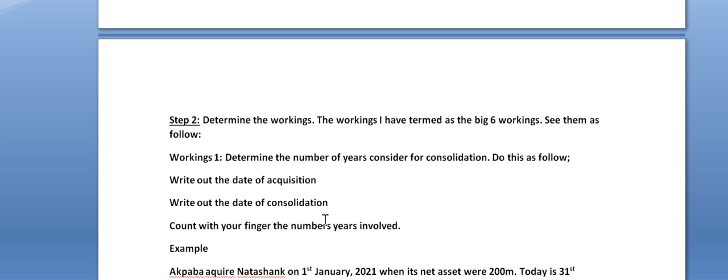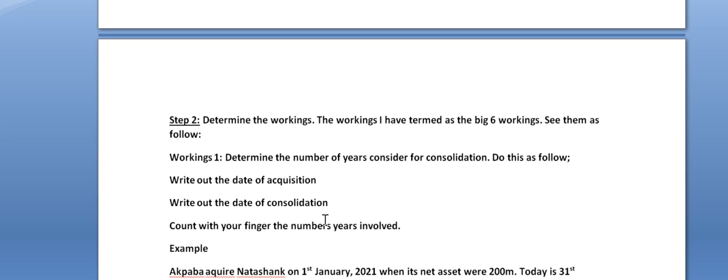How do you do this? Number 1 is you write out the date of acquisition on top. Your workings 1, determination of consolidation years. You go down, you write out date of acquisition. Me, I used to write DOA. It is allowed, but you are not allowed to abbreviate in your exam. So date of acquisition, put it there, 1.